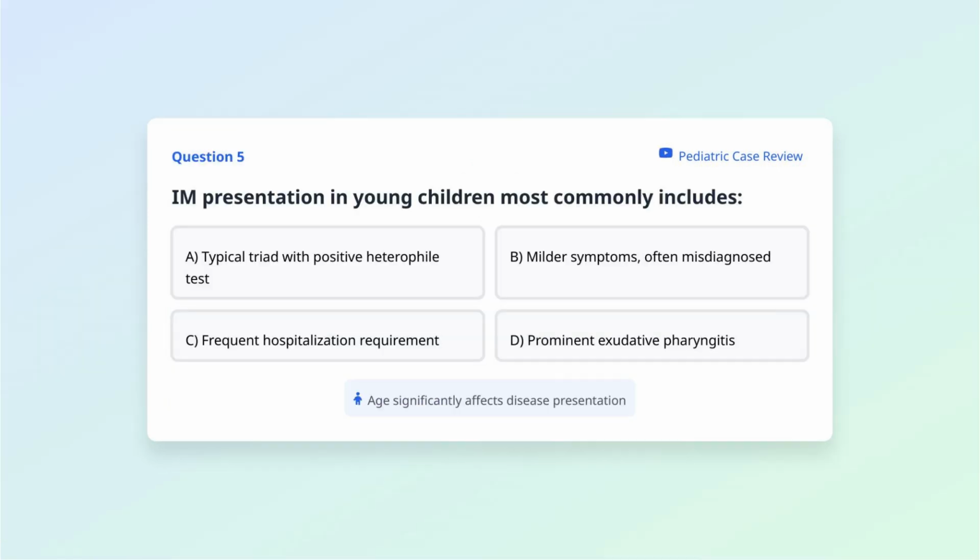Infectious mononucleosis presentation in young children most commonly includes: is it A. typical triad with positive heterophile test, B. milder symptoms, often misdiagnosed, C. frequent hospitalization requirement, or D. prominent exudative pharyngitis? Consider how the age of the patient affects the clinical presentation and diagnostic approach to this condition.